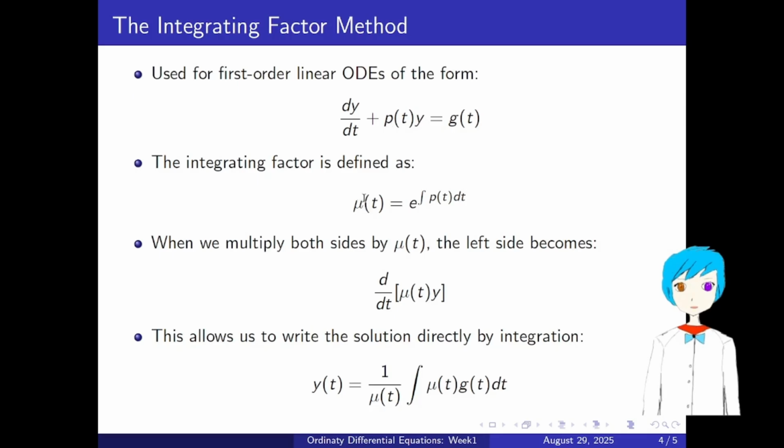We will need this integrating factor method. The integrating factor is defined as follows. By multiplying both sides with the integrating factor, we can convert the left-hand side into this form, d(mu(t)y)/dt. In this case, we can get an explicit form of y of t. So for those first order linear ODEs, we can always solve them by using this integrating factor method.